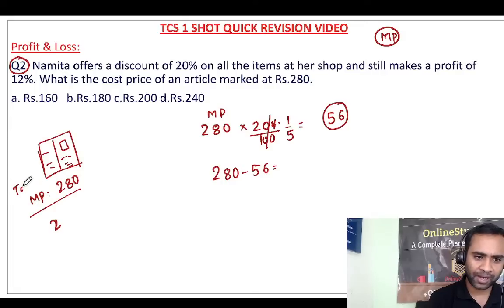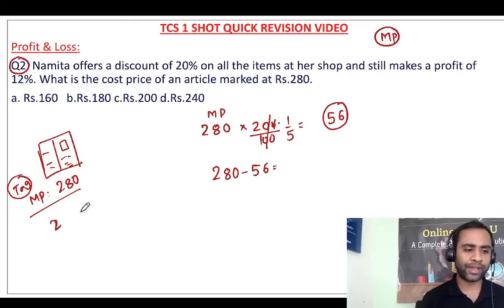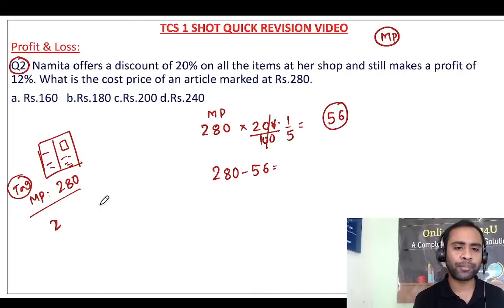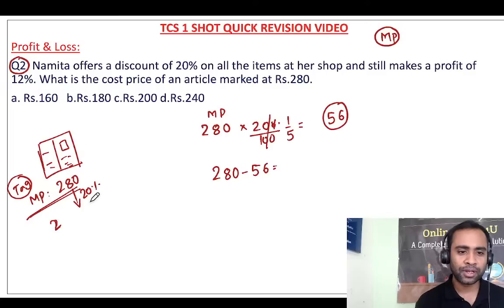So this was the tag price. Now you were not able to buy. Then what happened? Then the shopkeeper came and said, sir, don't worry, I will give you 20% discount. That means, sir, I will give you 56 rupees discount.